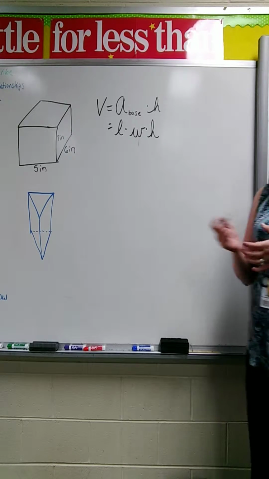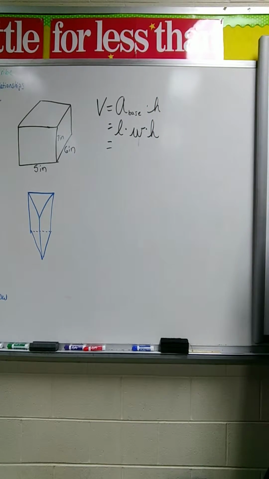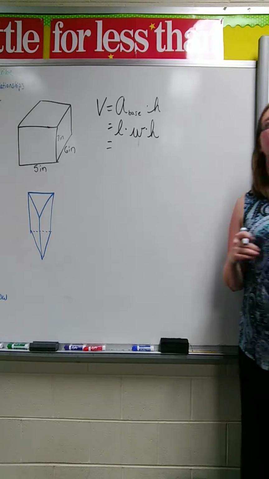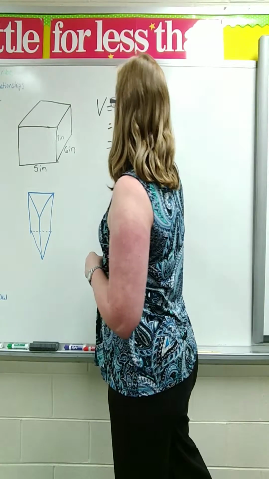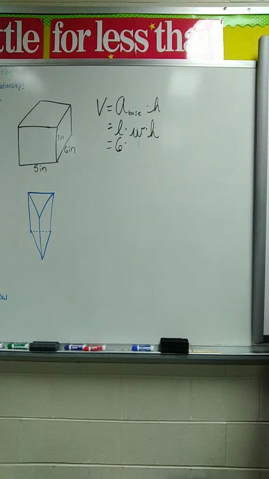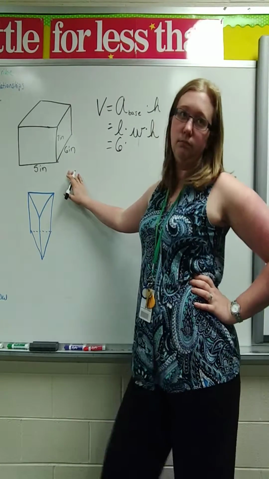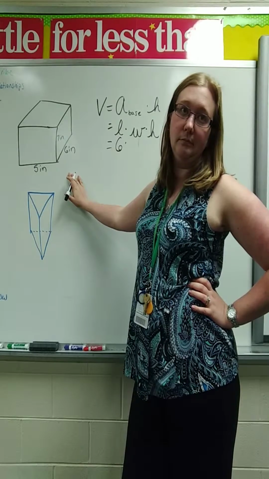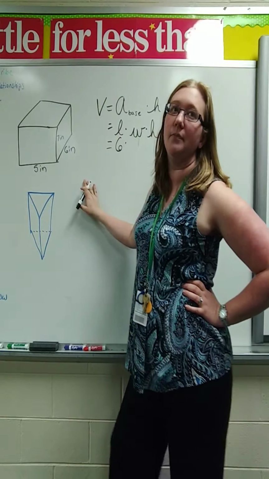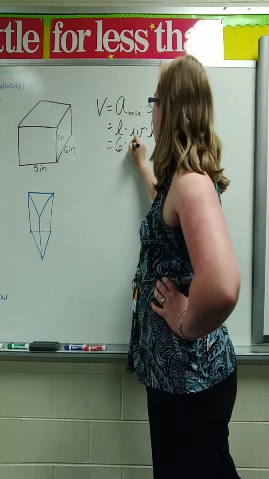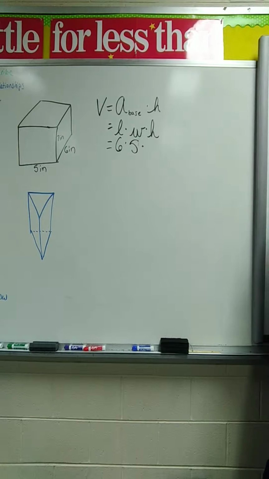Okay. So, what dimension that we're given represents the length of my base? We can use a 6. What dimension represents the width of my base? The 5. We're using this image right here, the one that's up on the board. So our width would be 5. What is the height of my prism? 7.